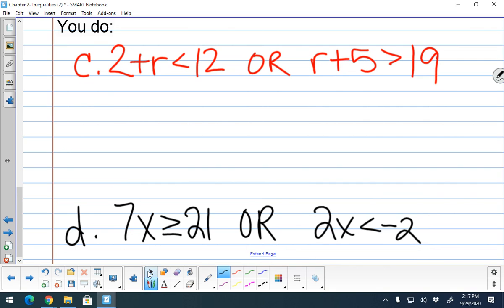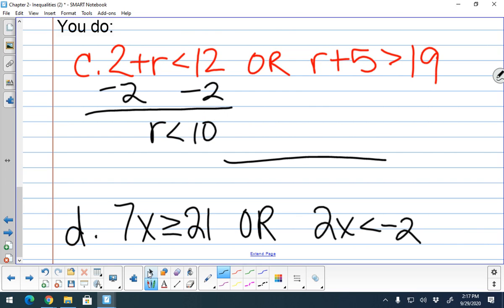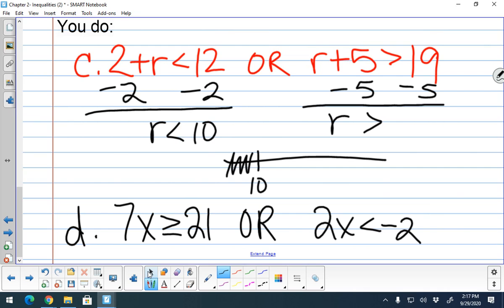All right, so this first one we should have subtracted 2. So R is less than 10. Here I should have subtracted 5. So R is greater than 14. Open dot or closed dot? Open, good. Open for both. So again, remember, open says start here, but I'm really not your answer. So 14 plus 5 is 19. 19 is not greater than 19, but 14.1 will be. So it says start here, but your answer starts after it.